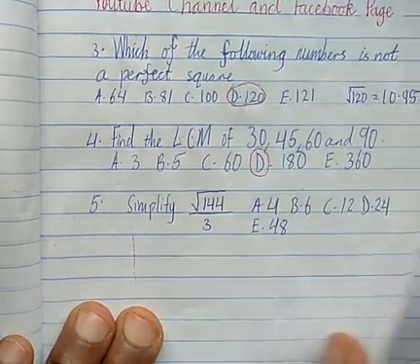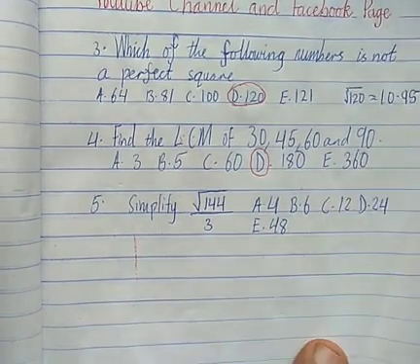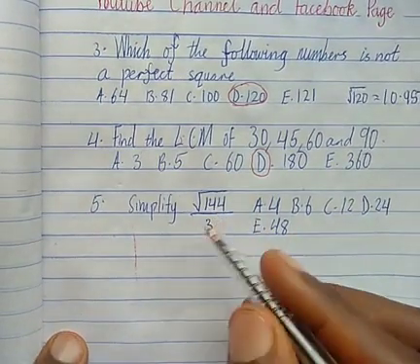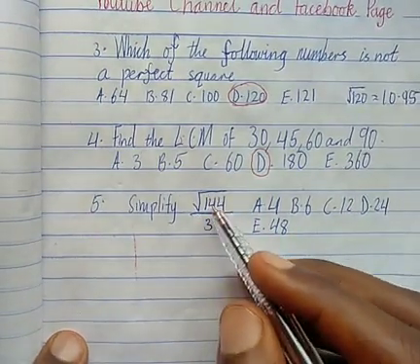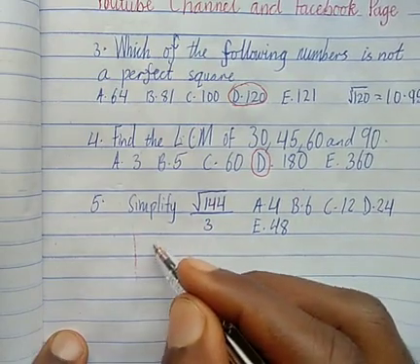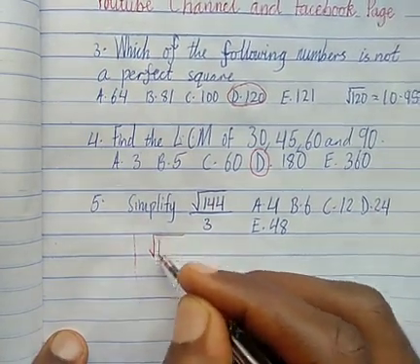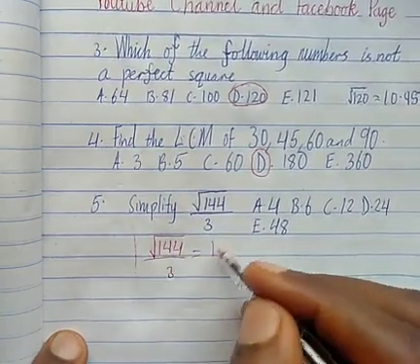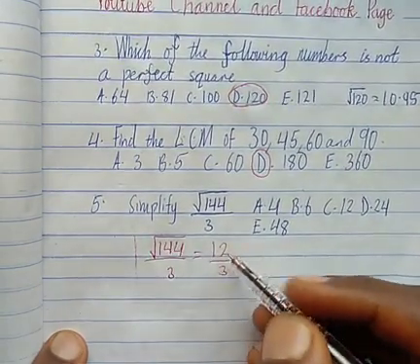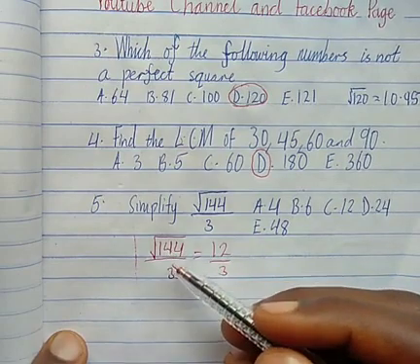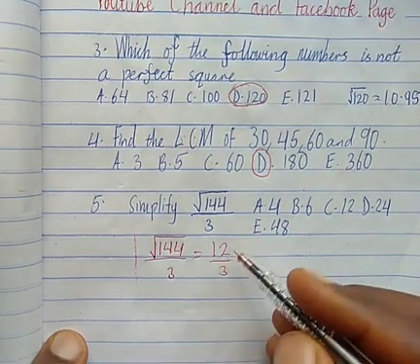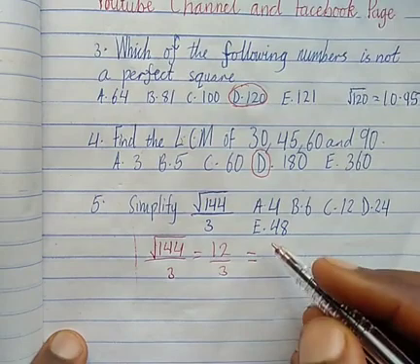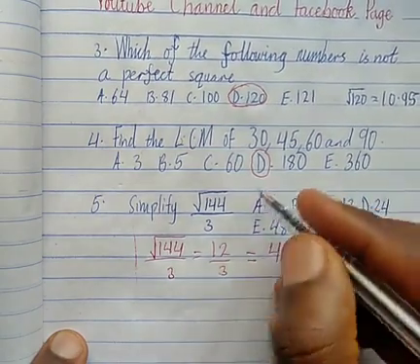Now let's look at the 5th question. We have the square root of 144 divided by 3. So the square root of 144 is what? 12 times 12 will give us 144, and the square root of 144 is going to be 12. 12 divided by 3 is going to be 4. So the correct option is A.